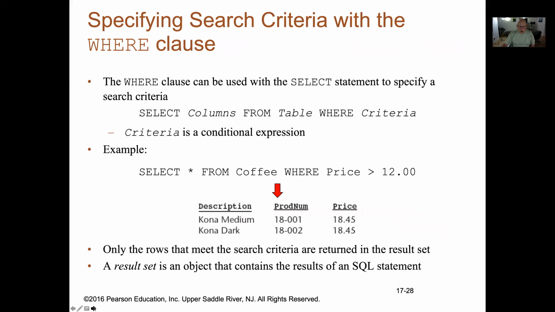So what does the where clause do? The where clause can be used with the select statement to specify a search criteria. For example, select columns from the table where criteria, such as where price is equal to 12. Or select all items, asterisk, from coffee where the price is greater than $12. You'll see it returns 2 items, Kona medium and Kona dark.